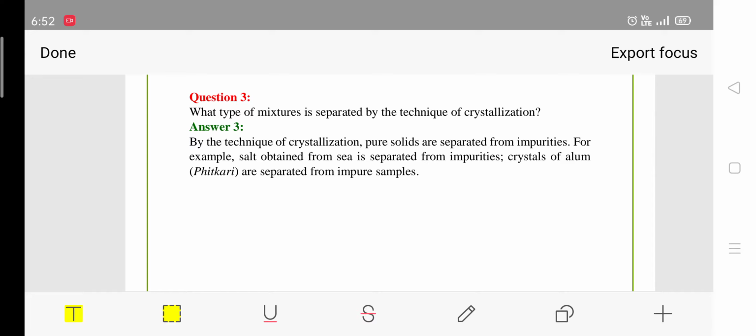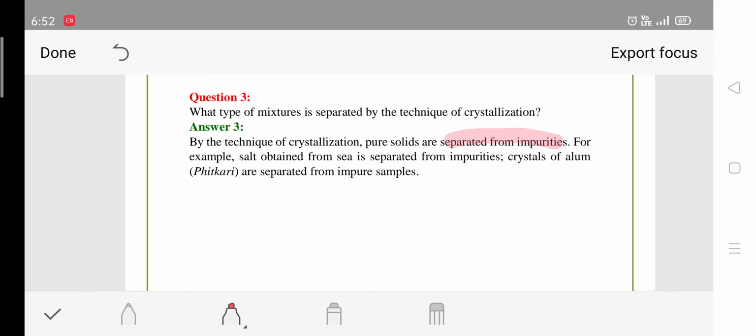Now come to the third question. What type of mixture is separated by the technique of crystallization? The answer is, by the technique of crystallization, pure solids are separated from impurities. For example, salt obtained from the sea is separated from impurities. Crystals of alum, fitkari, are separated from impure samples. It means we use the crystallization technique when we want to get the pure solid from an impure substance.